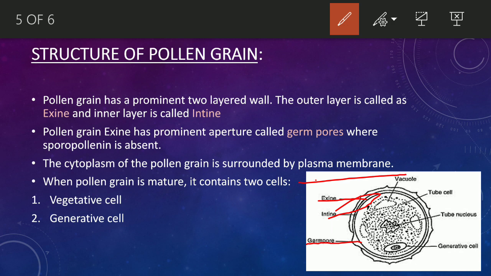When the pollen is mature, it contains two cells. One is vegetative and the second is the generative cell. The vegetative cell is bigger, has abundant food reserve and a large irregularly shaped nucleus. The generative cell is small and floats in the cytoplasm of the vegetative cell. It is spindle shaped with dense cytoplasm and a nucleus.